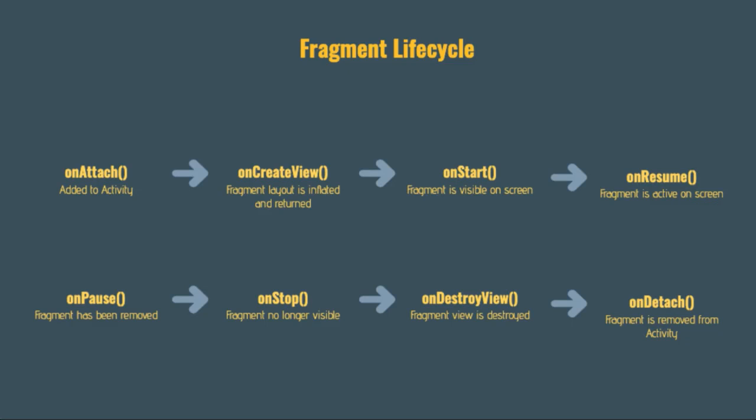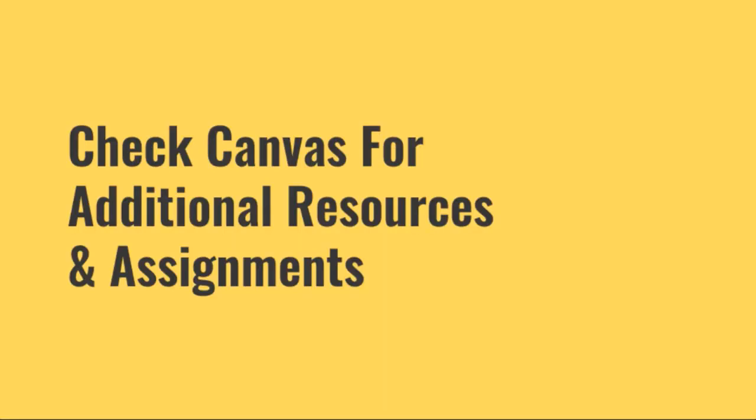And then if the activity itself is actually being destroyed, we have onDetach, and this is called when the fragment is being completely removed from the activity. So these are very similar to the activity lifecycle, but slightly different named. And we will get into the actual usage of some of these lifecycle methods in the coding demo for this week. And so now it is actually time to jump over to that coding demo.